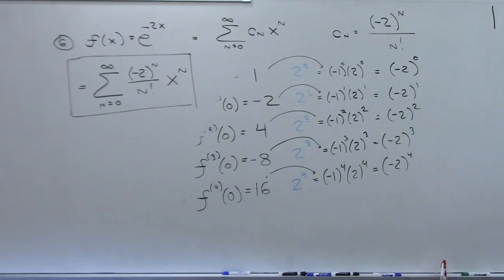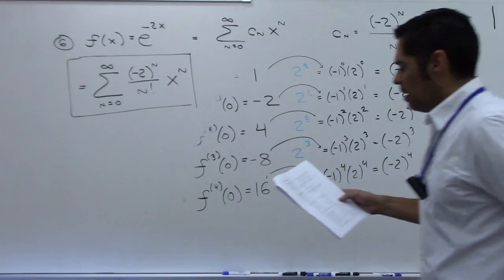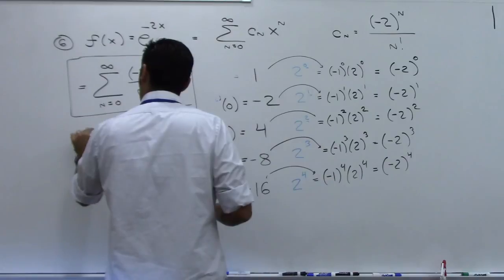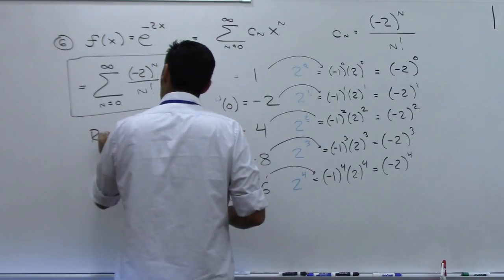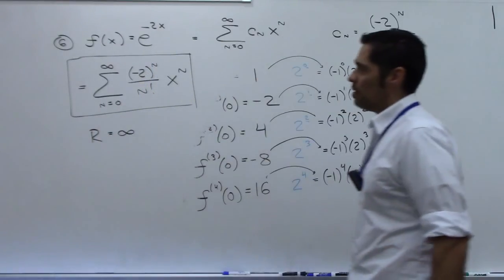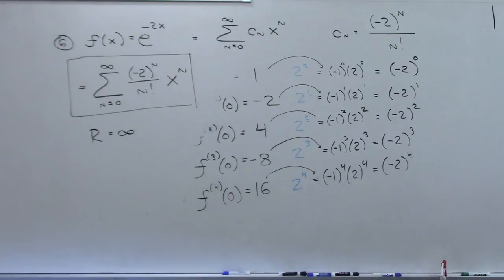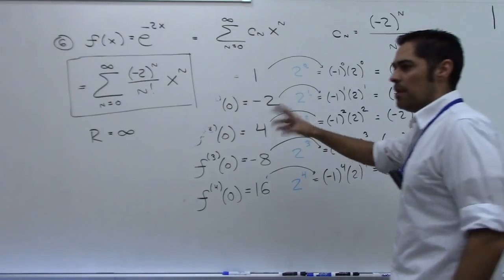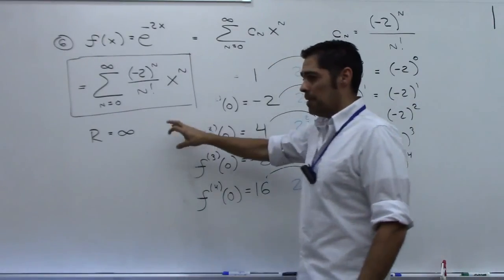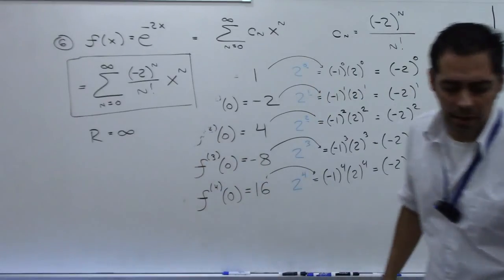And you could find the radius of convergence by doing the ratio test. And what you'll find on this one is that the radius of convergence is infinity. It turns out to be one of those where when you run the ratio test and take the limit as n goes to infinity, that one piece goes to 0, and so x doesn't matter anymore.